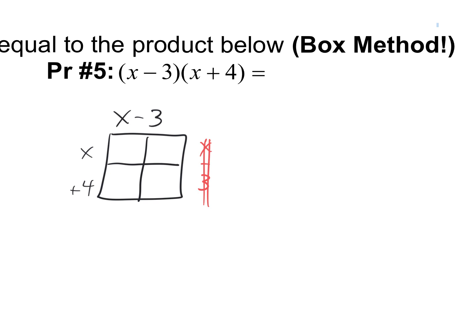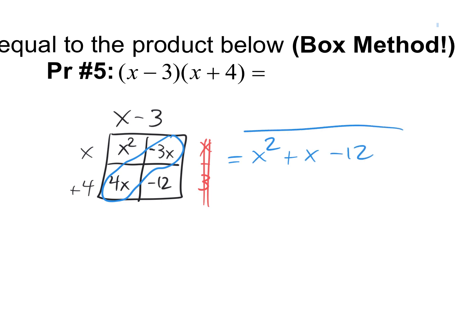All right, so here's what you should have gotten inside your box: x squared, negative 3x, and 4x. And then you should have noticed that these are like terms. And so you end up with x squared, 4x minus 3x makes 1x. So I'm just going to say plus x and then minus 12. And boom, you have your trinomial. That is the product of these two binomials above. All right, let's go to the next page.